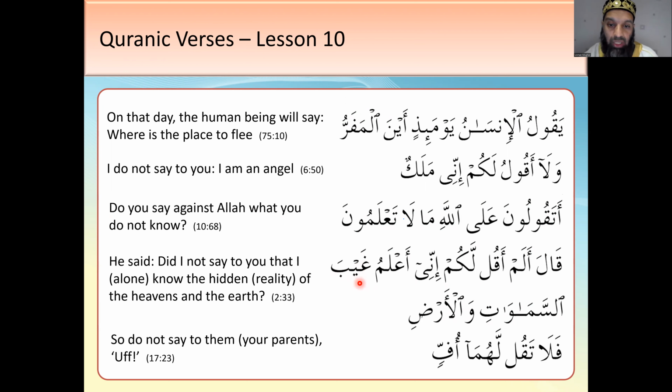So a'lamu. So qala alam aqul lakum: he said, did I not say to you all, inni, indeed I, a'lamu, I know, ghaiba, the hidden, as-samawati wal-ard, the hidden reality of the heavens and the earth.